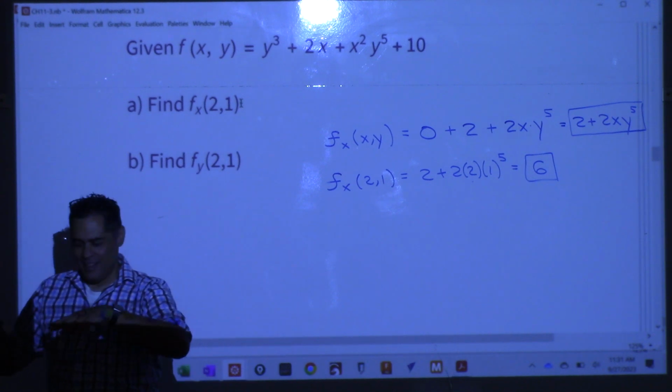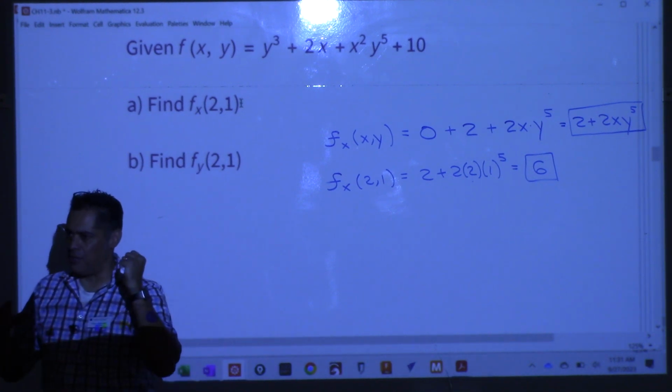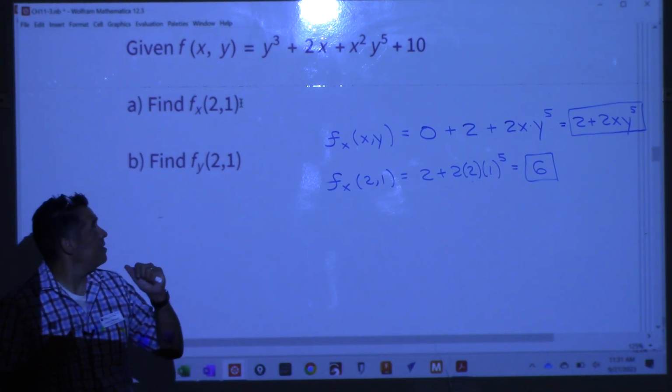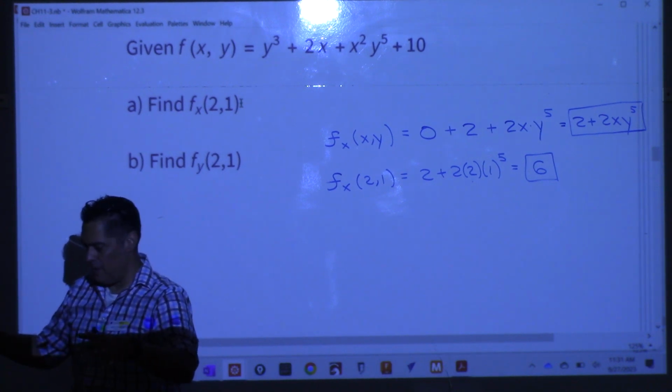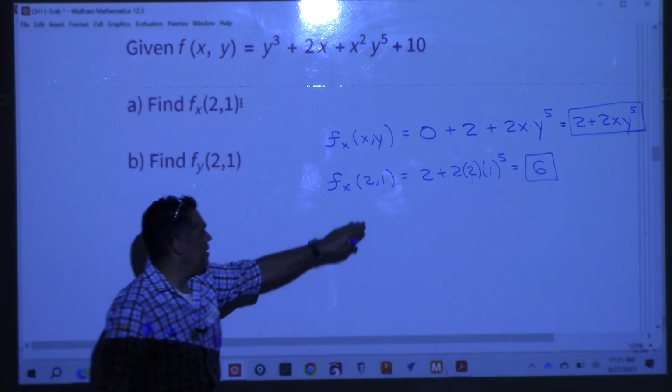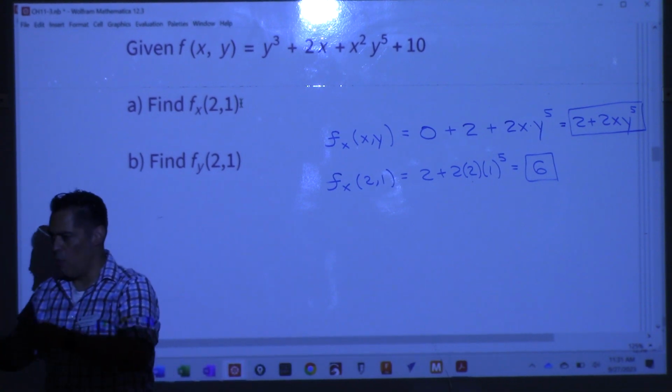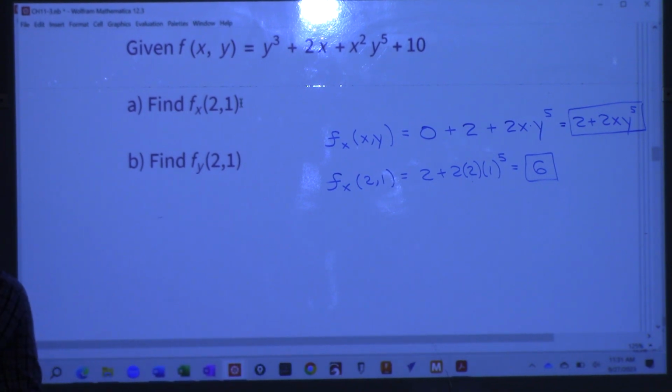Okay, so the answer was 6, right? So what this is saying to us is this. Some surface. Where are we slicing it? If we're talking about this right here, where are we slicing it? Y equals 1. So I'm slicing it at y equals 1. This is y. Slicing it right there, and I have a curve, right? Right here. And when I go to x is 2, y is 1, and go up to this curve, the slope is what? 6.